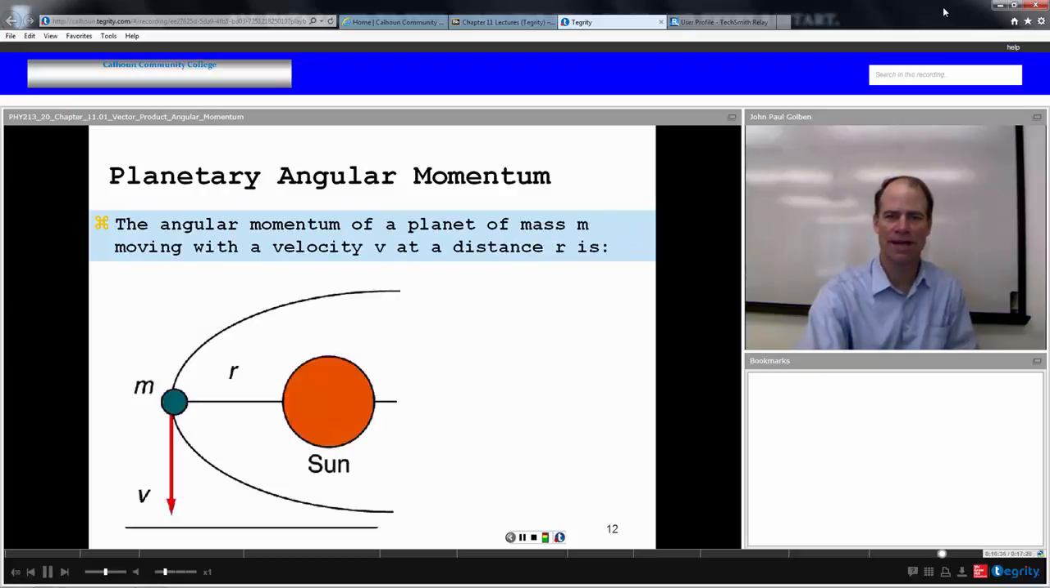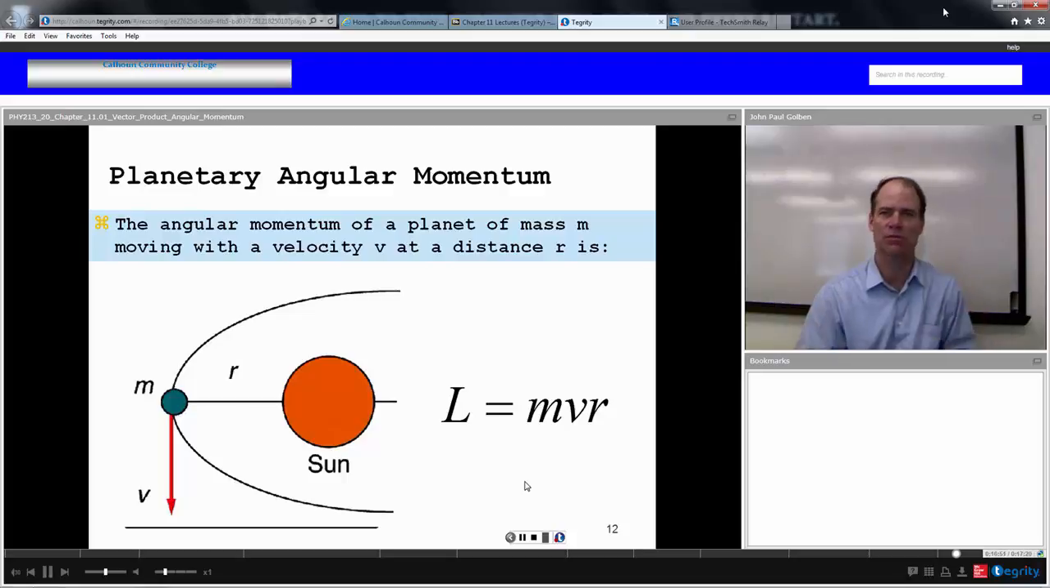A planet has angular momentum as it's going around the sun, equal to its linear momentum times the shortest distance to its line of action at that point, which would be the radius of its orbit. So the angular momentum of a planet at any particular moment would be equal to its mass times its linear velocity times its distance from the sun at that moment. And we'll see in the next video that this actually is a constant, or the angular momentum of a planet going around the sun is a constant.